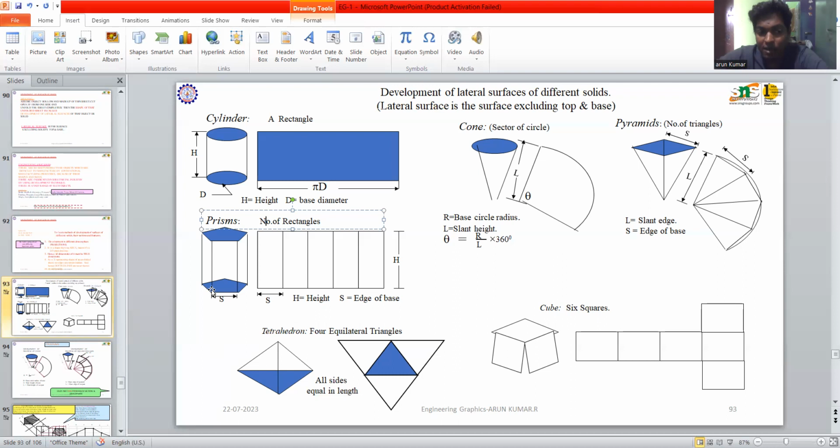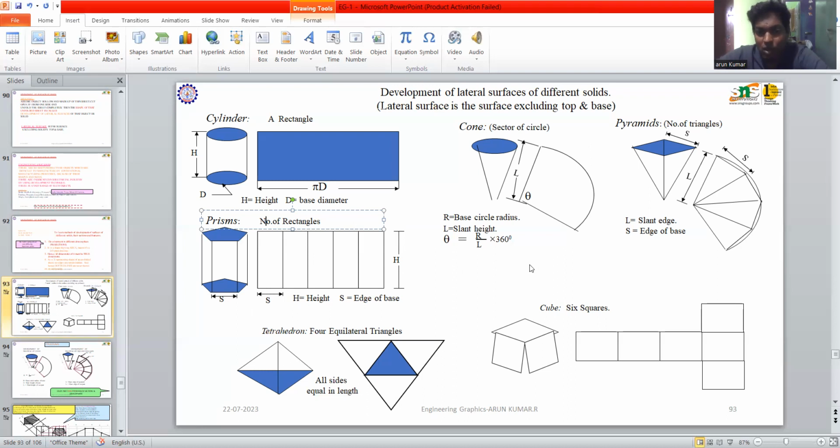For example, if I take a pentagonal prism, the number of sides is 5. So five rectangular sheets will be drawn, each of the particular height of the solid. S is the base edge value of the given solid, for example 20 or 30. Then I expand the development of the pentagonal prism. It is five folds of sheet metal, looking like a rectangular form. Each box has the value of the base side.